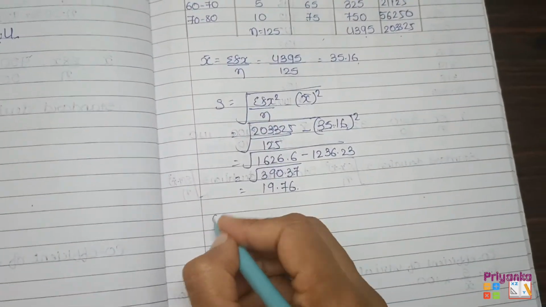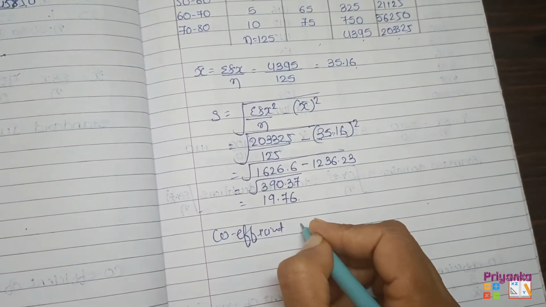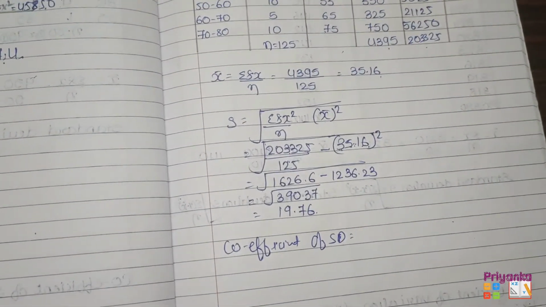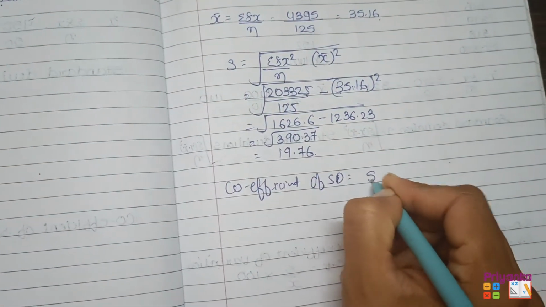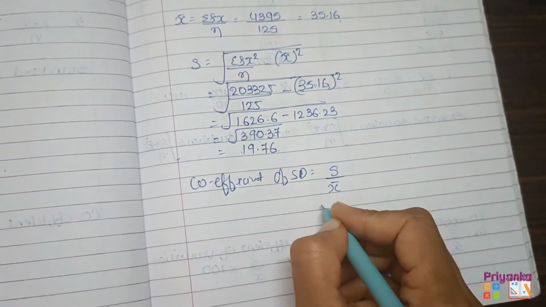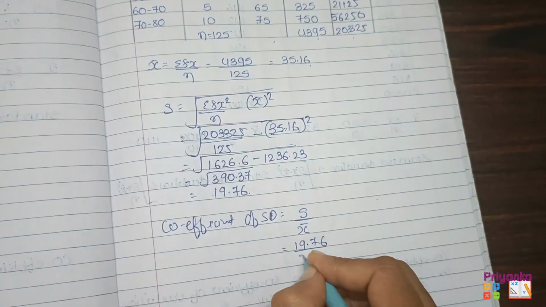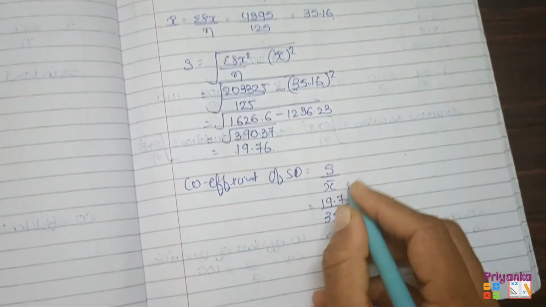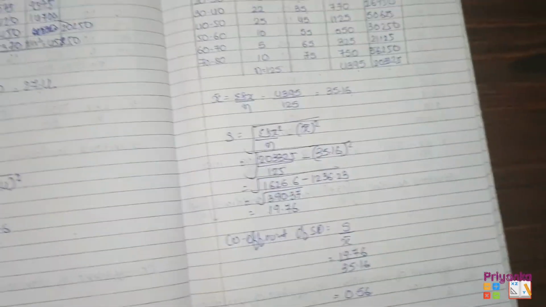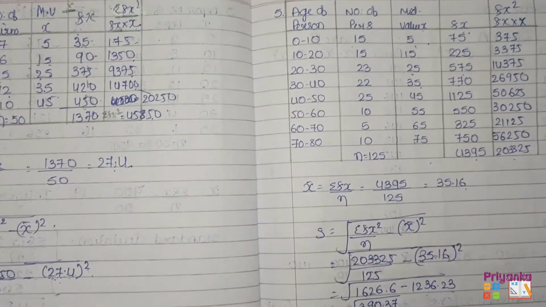The next thing we find out here is the coefficient of standard deviation, that is s divided by mean. As we just found, s is 19.76 and the mean is 35.16. On this calculation you will get the answer 0.56. This was the last question from exercise 4.4. Moving to the next exercise, 4.5.